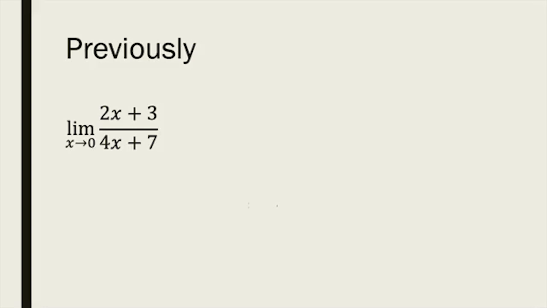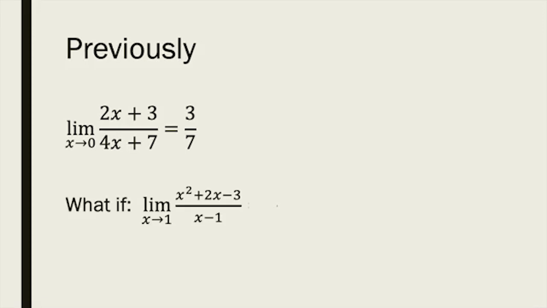Previously, these are the types of limits we've done. So if we have, for example, the limit as x approaches 0 of 2x plus 3 over 4x plus 7, we'll just plug in the 0 on the numerator and the denominator, and we'll end up with 3/7. Pretty simple. This should be what we're familiar with. But what if we had the limit as x approaches 1 of x squared plus 2x minus 3 over x minus 1? We end up with 0 over 0.